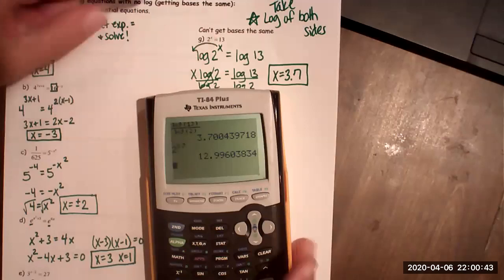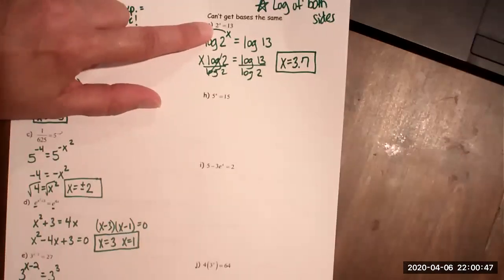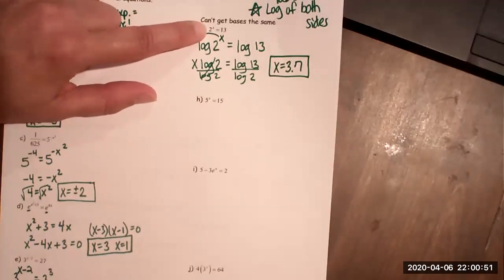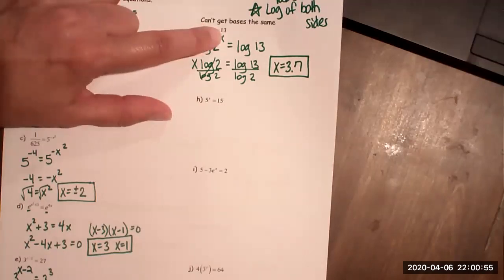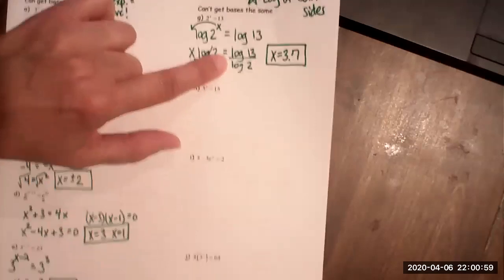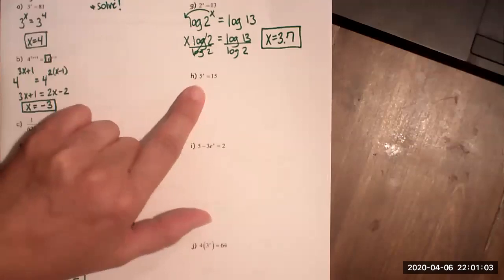So this allows you to solve logs that don't come out to be a perfect number, that you don't have a perfect root that you can make it. I can't turn 13 into 2 to the something, so my only way to solve this one is by doing this. So you take the log of both sides, okay? We're going to do the same thing here.